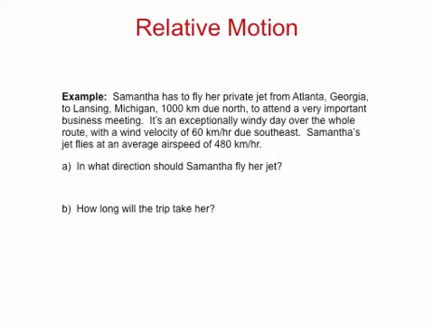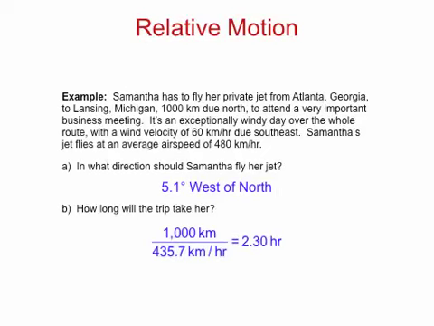Now we're ready to answer the questions in the problem. In what direction should Samantha fly her jet? Well, that's just theta, 5.1 degrees west of north. And how long will the trip take her? Well, we know she travels 1,000 kilometers at a speed of 435.7 kilometers per hour. So the trip's duration is 1,000 kilometers divided by 435.7 kilometers per hour, or 2.30 hours.